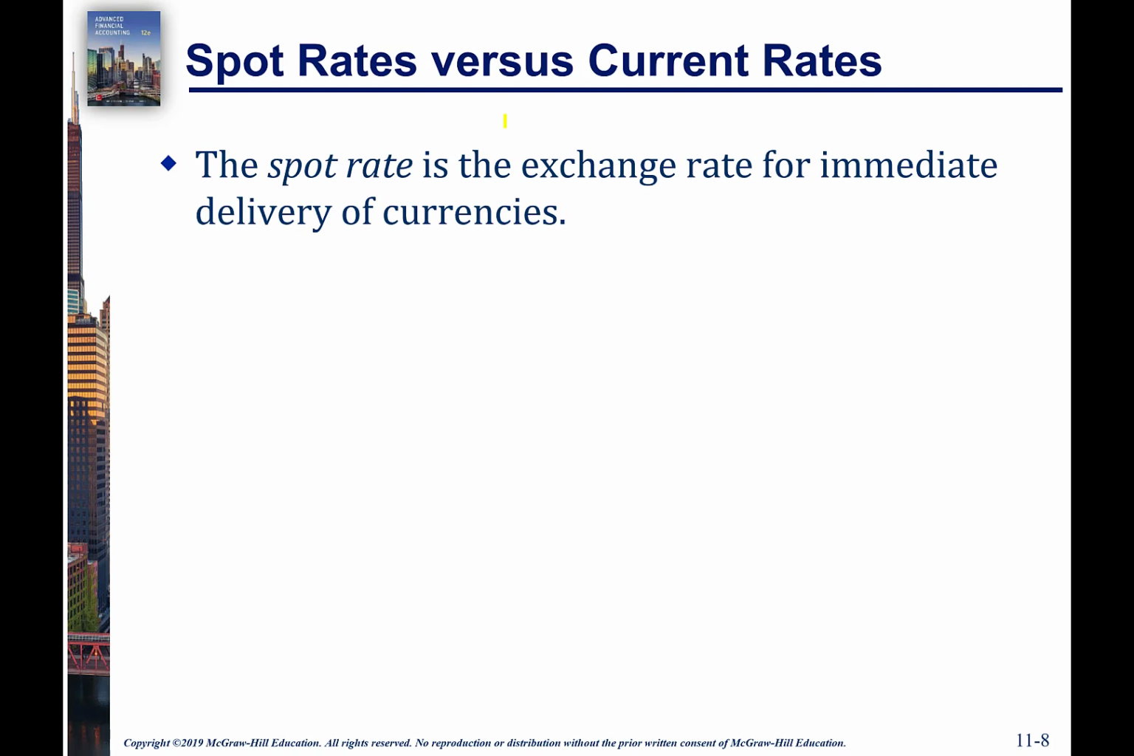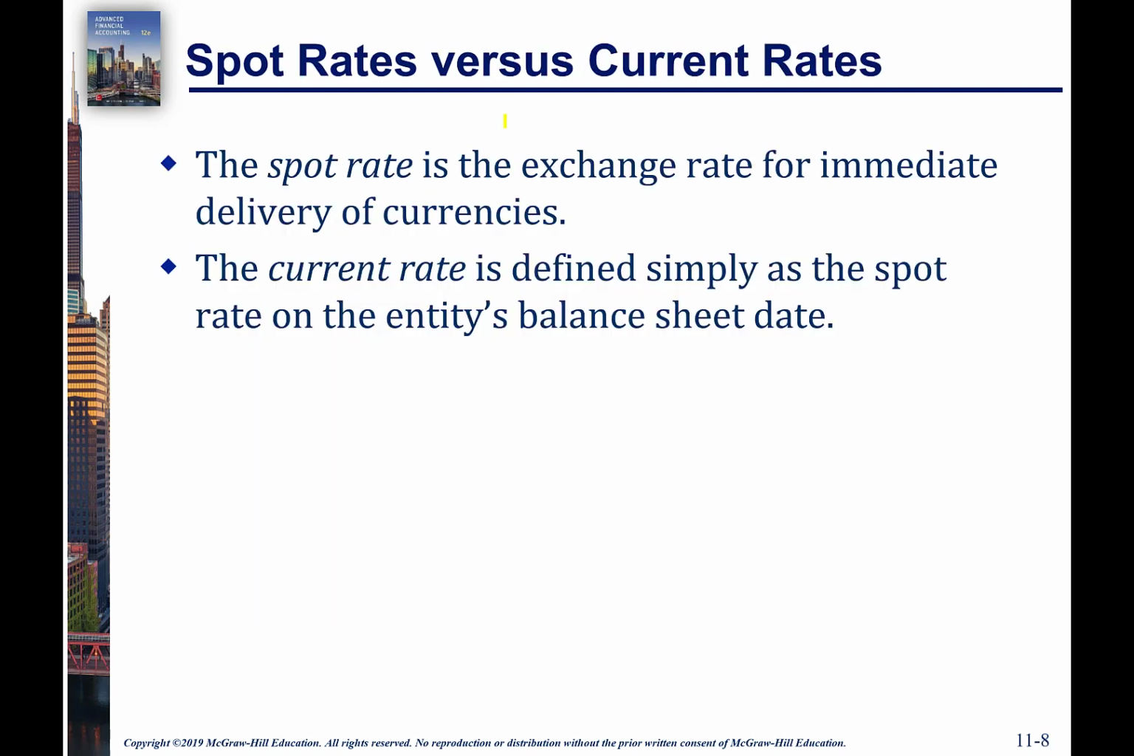Now you will see sometimes a definition or the question we're looking at will call out a spot rate versus the current rate. Spot rate would be the rate at the time of the transaction for immediate delivery of currencies. When we get to year end, we're going to have to make some adjustments for changes between the rate at the time of the transaction and year end, assuming that transaction hasn't been settled yet. And then we start calling out current rate.